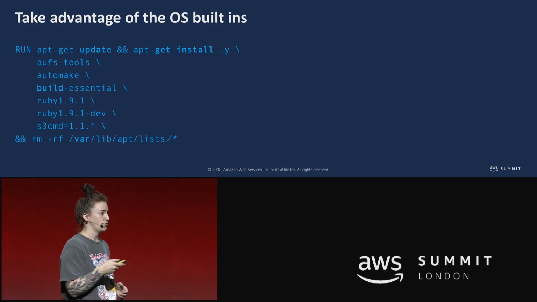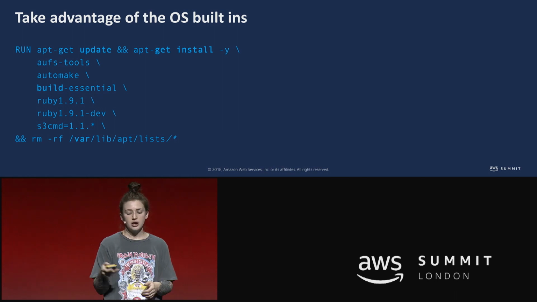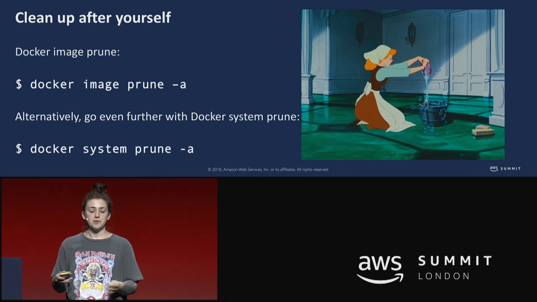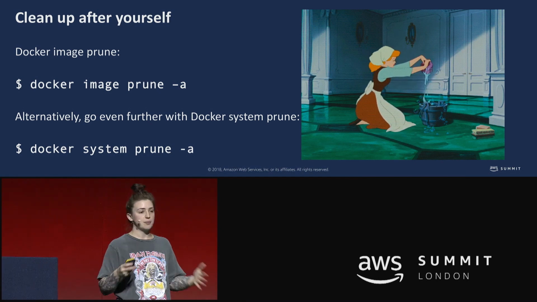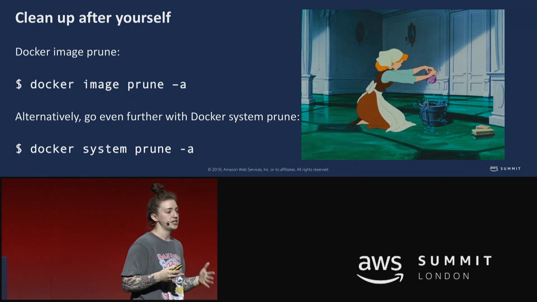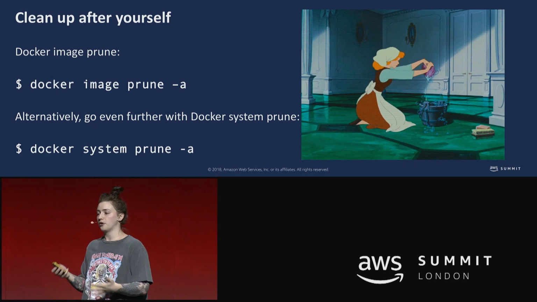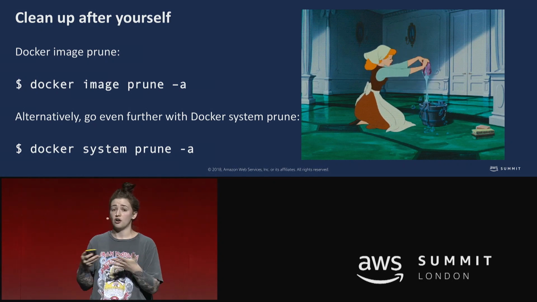The same thing applies for your containers and your EC2 hosts. Clean up after yourself. There are a couple of different ways to do this on your system itself. The first one is docker image prune, and that will get rid of all untagged images. You can also use system prune, which will go one step further, and it will remove things like unused volumes.